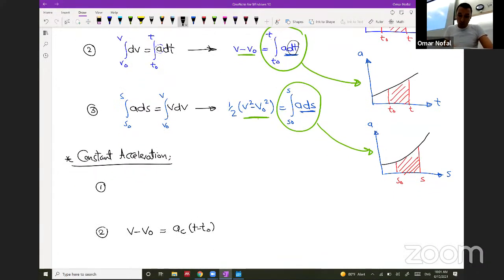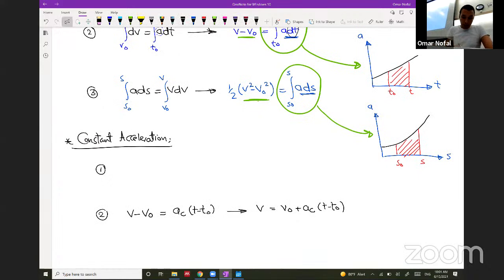So this is the first one, and you can finally have v as a function of t. It will be equal to v naught plus a_c times t minus t naught. So the constant acceleration will give you v as a function of t. V is not constant; v is a variable with t.